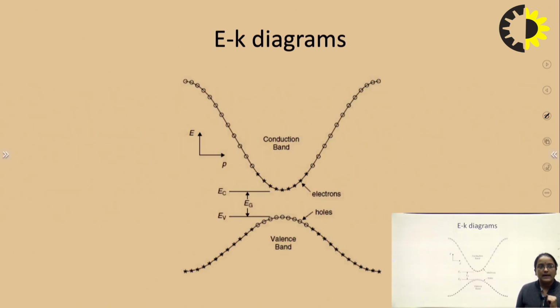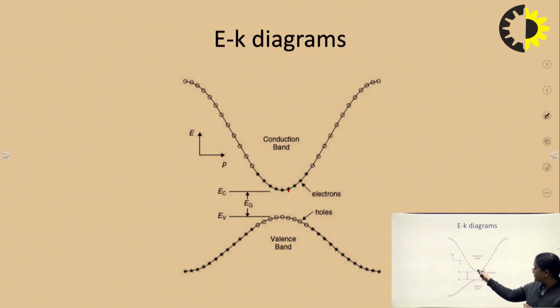This is the diagram of the EK diagram, which is basically representing a continuous curve, because the atoms are so closely spaced that it depicts a continuous curve. This is the bottom of the conduction band, this is the top or the maximum of the valence band, and the difference between the edges EC and EV gives you the energy band gap, which is EG.